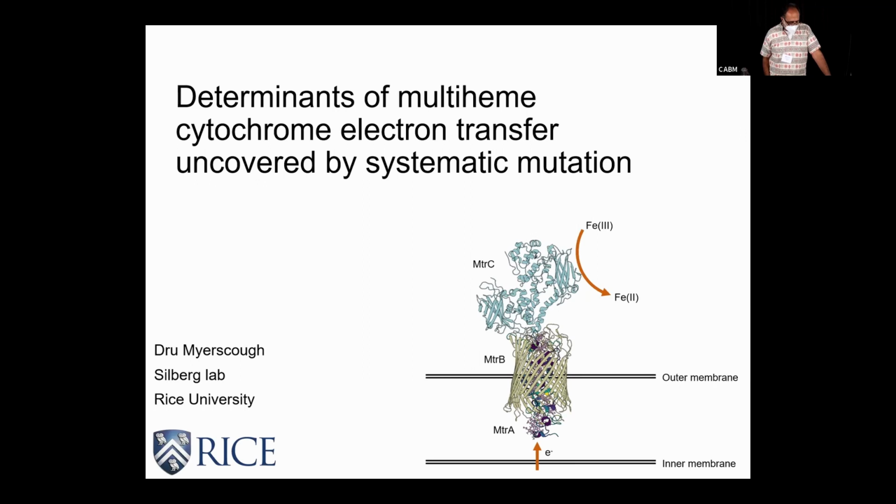And he's one of the authors on a recent study probing the structure of an electron transport chain in a multiheme protein that's involved in extracellular electron transfer. And today he's going to talk to us about determinants of multiheme cytochrome electron transfer uncovered by systemic mutation. Okay, Drew, go for it.